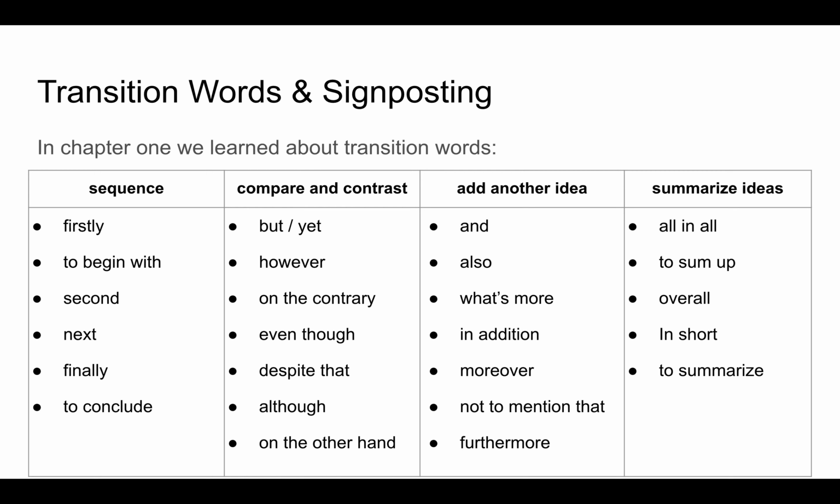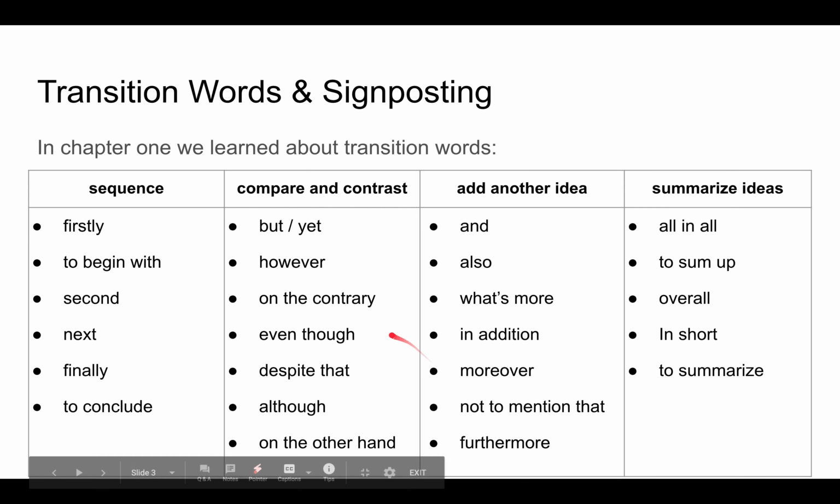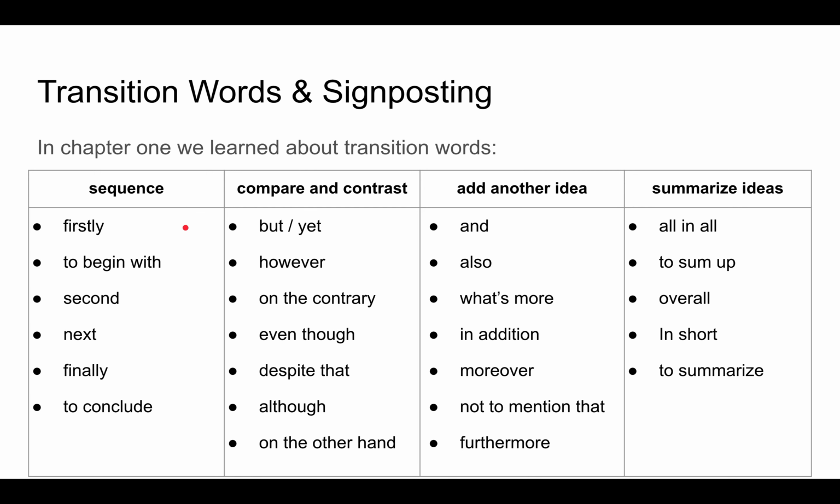There are four different kinds of signposting or transition words that the book lists. The first one is sequencing. This is to show the organization of a presentation. And it goes firstly, to begin with, second, next. They also list transition words to compare and contrast. We talked about this already. We use that to compare two different ideas.